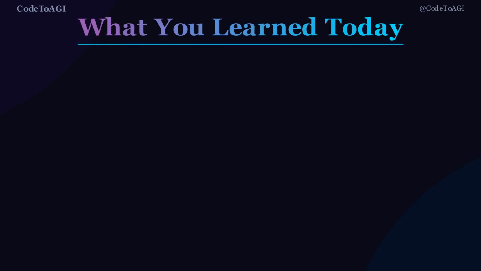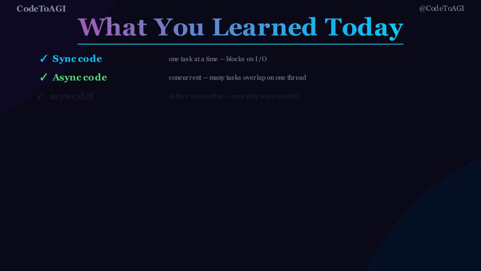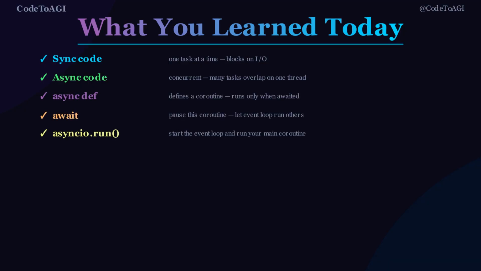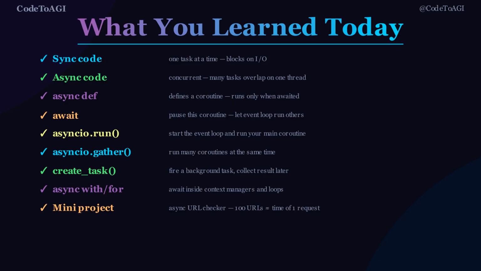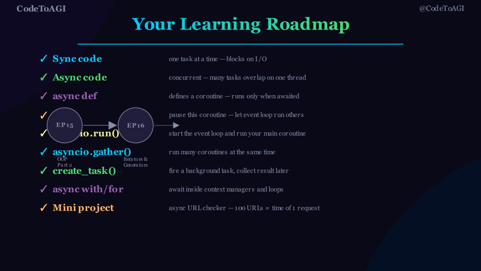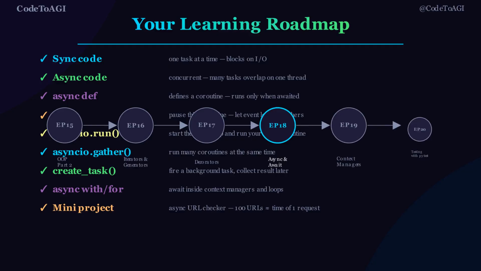Let's recap what you learned today. Synchronous code blocks, one task at a time. Async code is concurrent. Many tasks overlap on one thread. Async def defines a coroutine. It does not run until awaited. Await pauses a coroutine and lets the event loop run others. asyncio.run starts the event loop. asyncio.gather runs many coroutines at the same time. asyncio.create_task fires a background task.